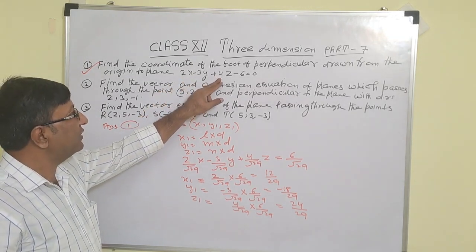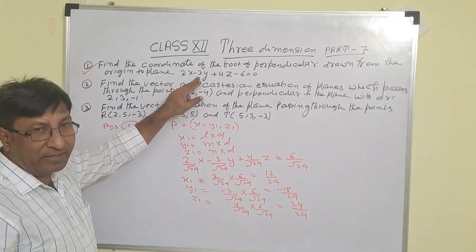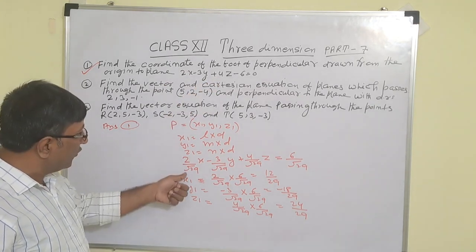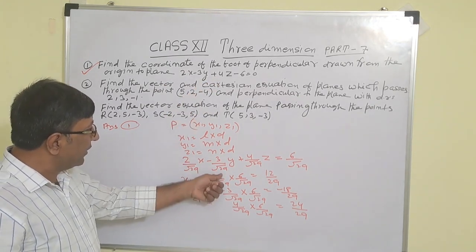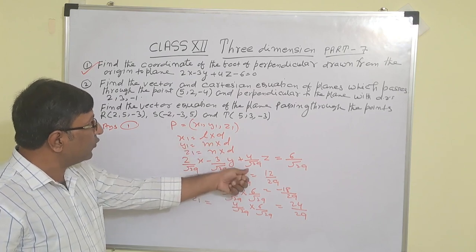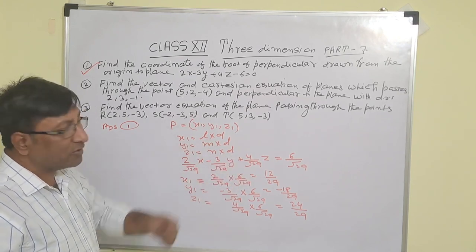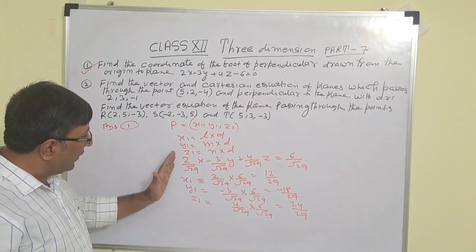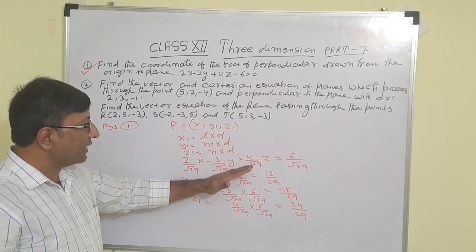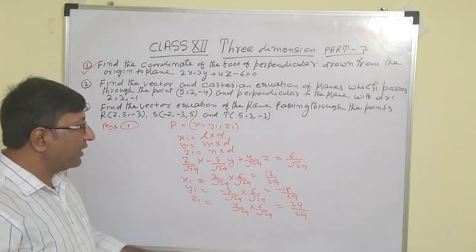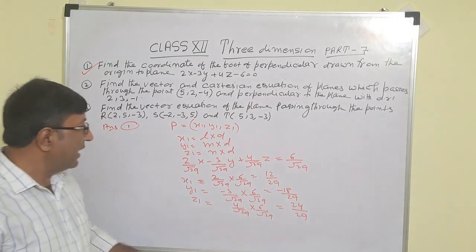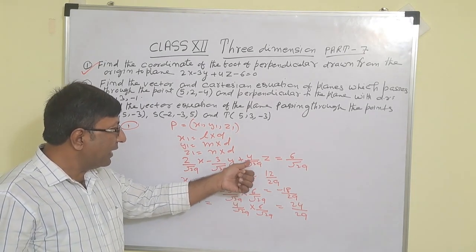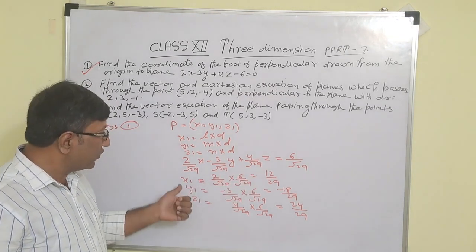So this is 16 plus 4, 20, root 29. Divide both sides, so you will get 2 by root 29 x minus 3 by root 29 y plus 4 upon root 29 z equal to 6 upon root 29. Now this is the equation in the form of lx plus my plus nz equal to d, where d is the perpendicular distance, and l is 2 by root 29, m is minus 3 by root 29 and n is 4 by root 29. So x1 equal to what?